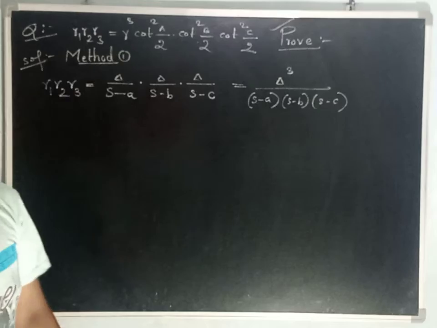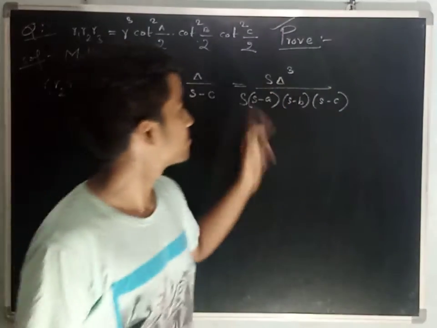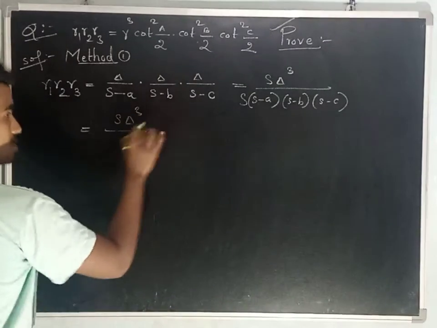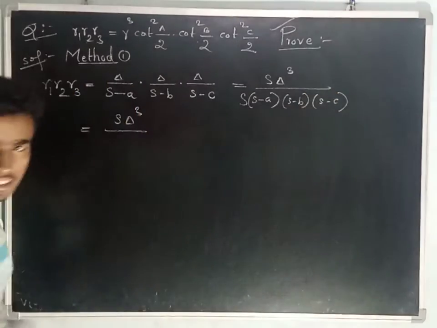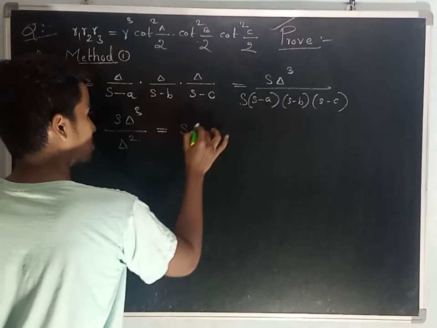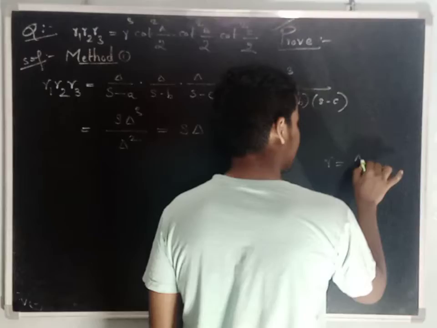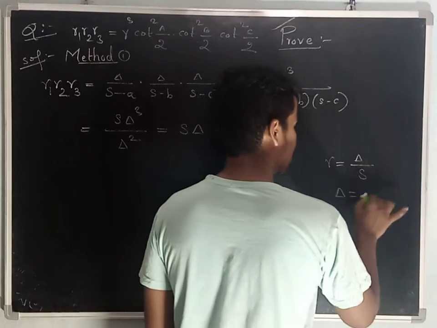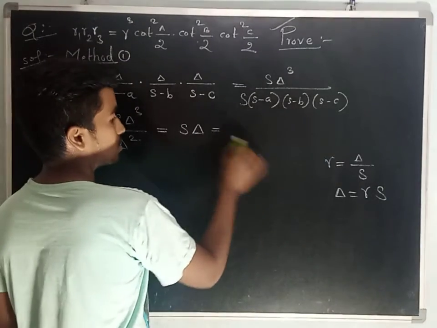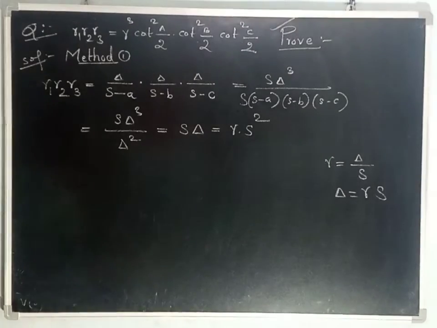Okay? Now what I am going to do is, let me multiply the numerator and denominator with S. Now, S into delta cube by S into S minus A into S minus B into S minus C, which is nothing but delta square, right? Finally, we are going to get S into delta. We have a basic formula, that is R is equal to delta by S, right? So delta is going to be R into S. Let me apply this here. We are going to get R into S square.